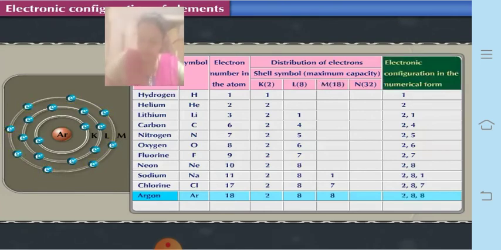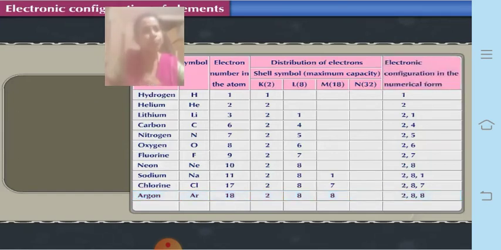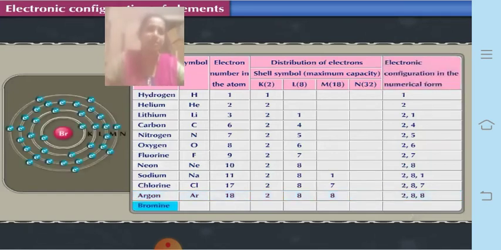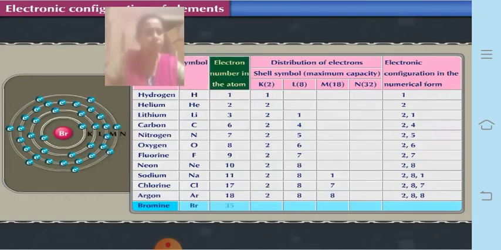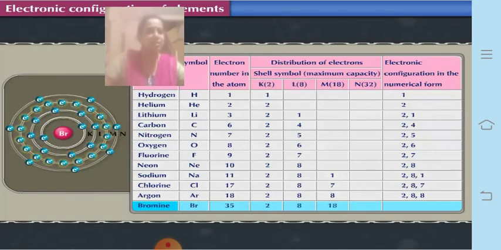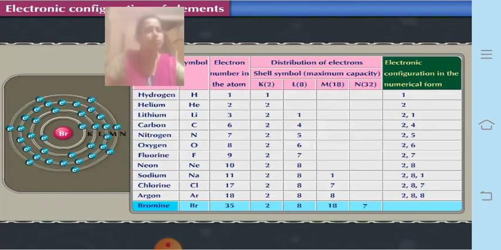Then we have the last example, bromine, which is given in your textbook. Its symbol is capital B and small r, so Br is the symbol. It has 35 electrons. In the first shell it will have 2 electrons. The second shell, the L shell, has 8 electrons. The M shell will have 18 electrons. So 18 plus 8 is 26, plus 2 is 28, plus 7 is 35. So its electronic configuration becomes 2, 8, 18, 7.